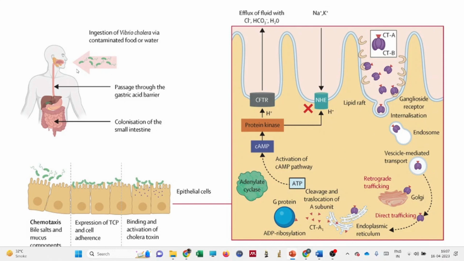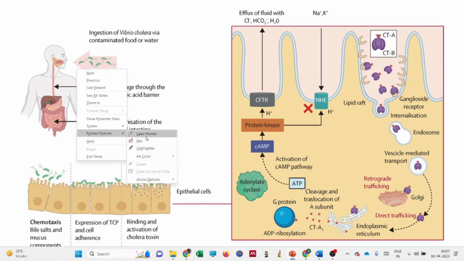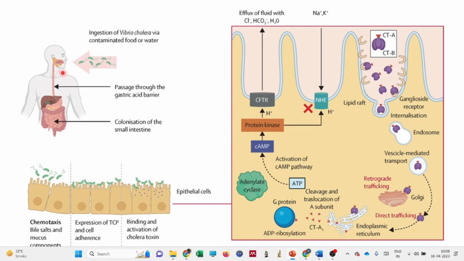It typically enters the host through contaminated food or beverage, and if the bacteria survive the low pH of the stomach, we know that the stomach has a very low, acidic pH. If it survives the low pH of the stomach, they enter the small intestine, where they move towards the epithelial cells by chemotaxis, you can see over here, and then multiply and secrete cholera toxin.